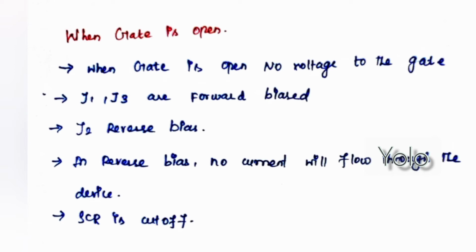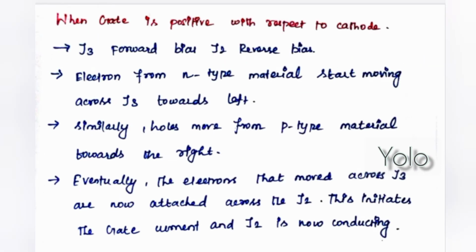When the gate is positive with respect to cathode, junction J3 is forward biased and J2 is reverse biased. At what condition does SCR start conduction? SCR starts conduction when it is forward biased. For this purpose, the cathode is kept at negative and anode at positive. When a positive clock pulse is applied at the gate, SCR turns on.